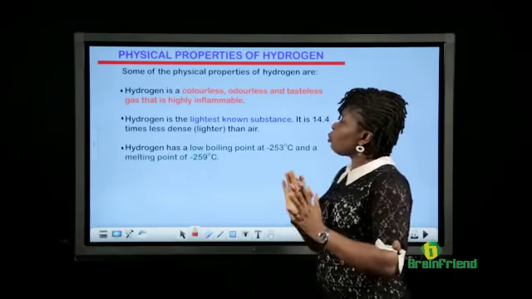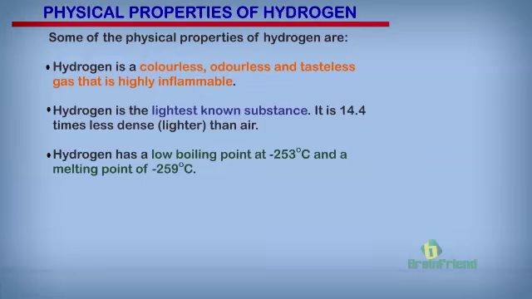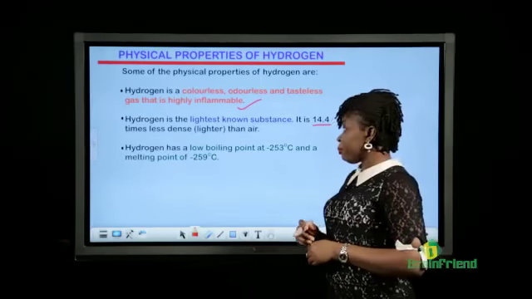Now we'll be looking at the physical properties of hydrogen. Some of the physical properties of hydrogen are: hydrogen is a colorless, odorless, and tasteless gas, and it is highly inflammable. Another physical property is that hydrogen is the lightest known substance. In fact, it is 14.4 times less dense or lighter than air.